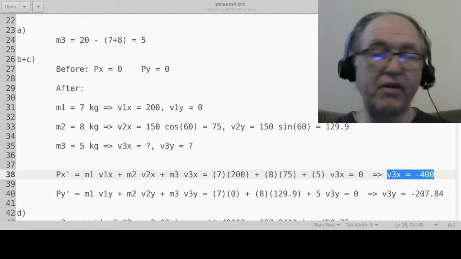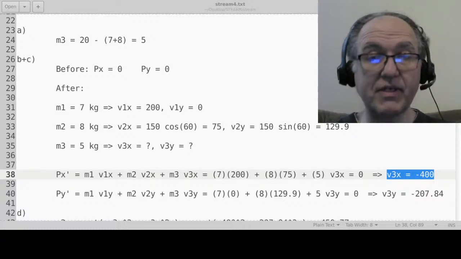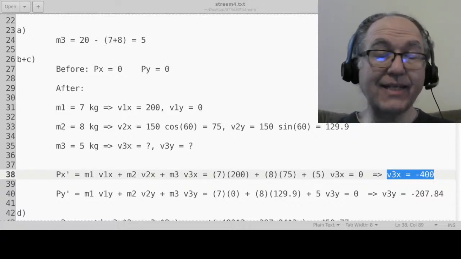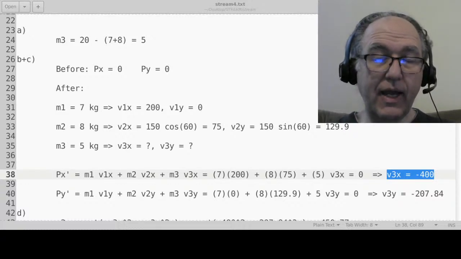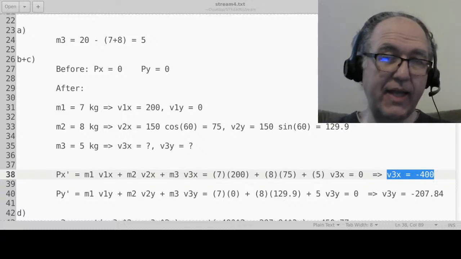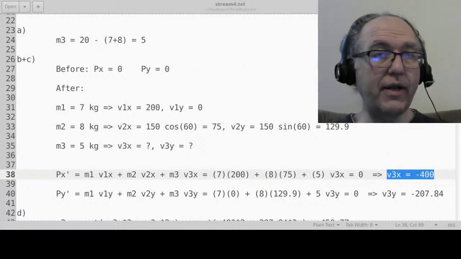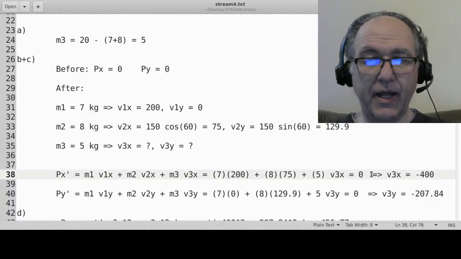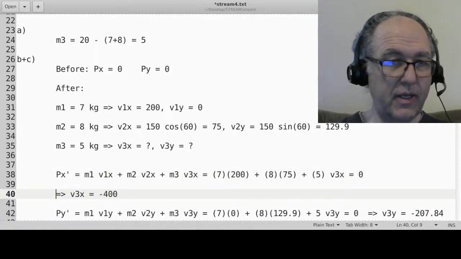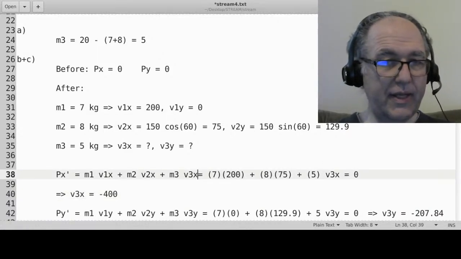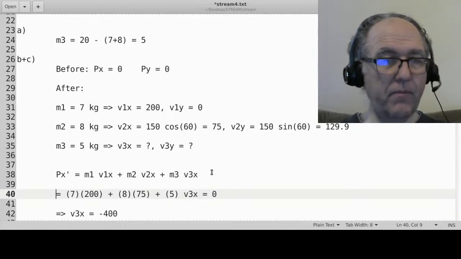You just do 700 times 7 times 200 plus 8 times 75, and bring that to the other side so it becomes negative, and then divide by 5, and you get that v3x is equal to 100. Let me put that on the next line so that it's a little easier to see, like that. There we go.